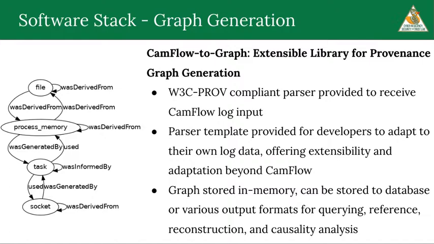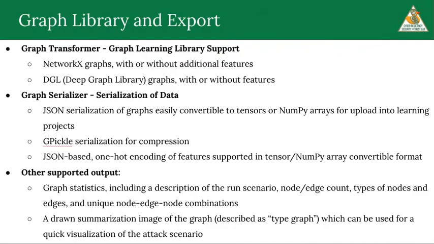So the graph is stored in memory, but it can also be stored to a database or some of the various output formats. And I'll be going through all the output formats in the demo, but to give you an idea of some of the capability, the graph transformer component can work with graph learning libraries. It creates formats that will be supported by those. So we have NetworkX graphs, which can be created with or without features. So we can give you the structural graph, or we can give you a graph with labels. We can also give you a Deep Graph Library graph, again with or without features.